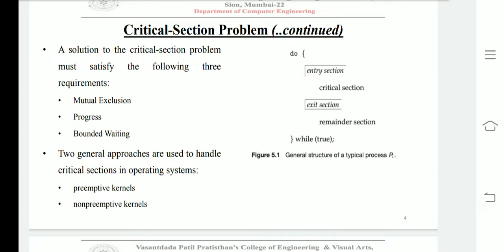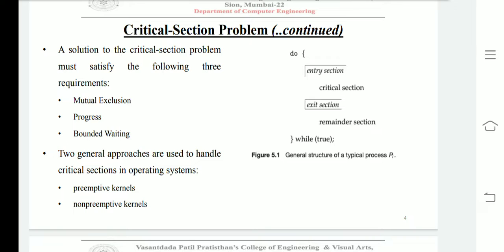Next is progress. If no process is executing in its critical section and some processes wish to enter the critical section, then only those processes that are not executing in the remainder section can enter its critical section. And last is bounded waiting. Bound is a limit. A limit is imposed on the number of times that processes are allowed to enter their critical section.